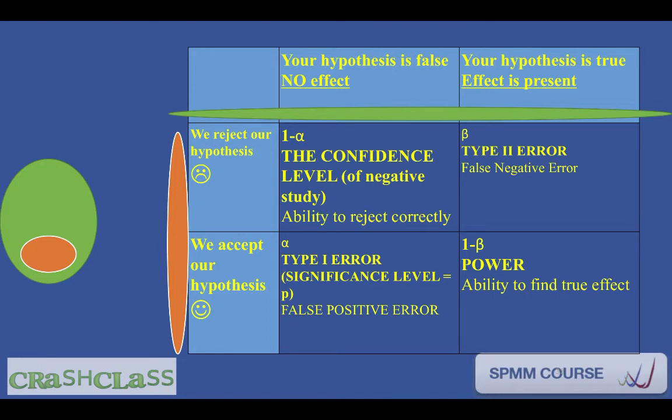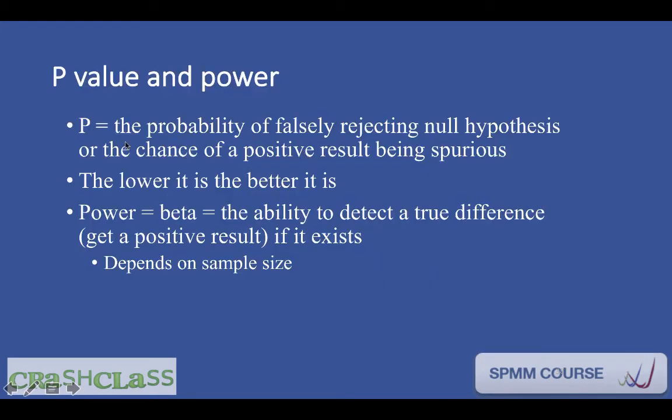So those are the 4 terms I want you to keep in mind. P-value is given by the false positive error, the significance level. Power is 1 minus beta. Beta is type 2 error, and 1 minus alpha is confidence level. Now, p-value is the probability of falsely rejecting the null hypothesis. Lower the p-value, better it is. Power is the ability to detect a true difference if it exists, and it depends on sample size.